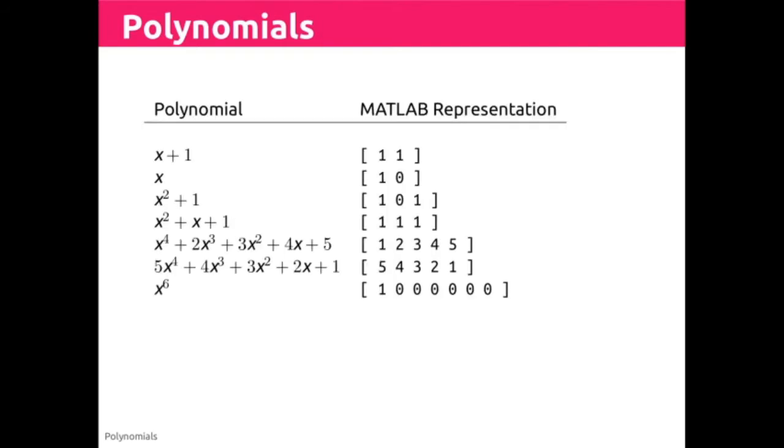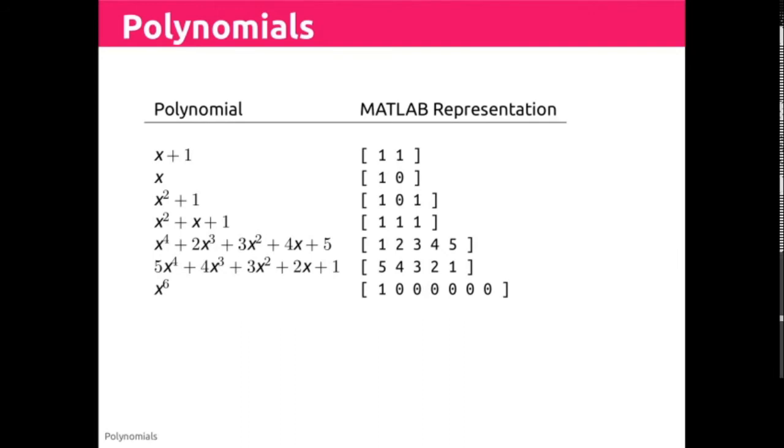Here we see some examples of MATLAB polynomials. For instance, x plus 1 is represented as row 1, 1, and so forth. Keep in mind that all of the 0 coefficients need to be included in this. For instance, x to the 6th includes a 1 as the multiplier on the x to the 6th, but needs to include 6 zeros afterwards to cover the other powers of x and the constant term.